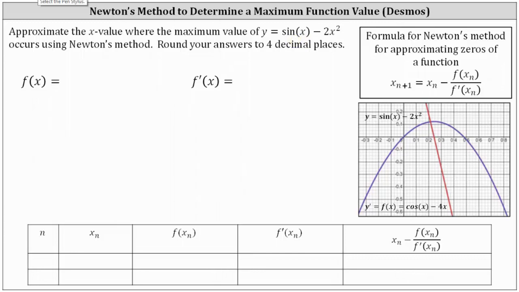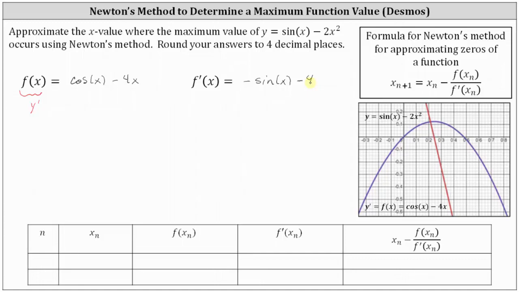So for Newton's method, f of x is going to be y prime, and then f prime of x will be the derivative of y prime, or the derivative of f of x. So again, we'll let f of x be equal to y prime, which will allow us to approximate the critical number where y has a maximum. So if y is equal to sine x minus 2x squared, then y prime, or f of x, is equal to cosine x minus 4x. And f prime of x is equal to negative sine x minus 4.